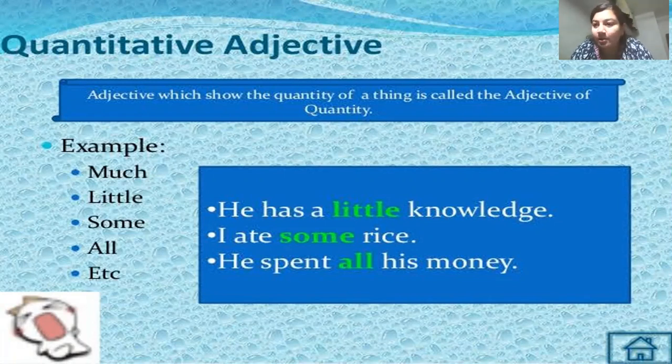He has a little knowledge. Now, knowledge cannot be counted in number. So, how much knowledge he has? Little. I ate some rice. How much rice? Some. He spent all his money. How much money? All. So, you see how by asking questions how much in context to the noun जिसके बारे में sentence में बात हो रही है, we get the answer of adjective of quantity or quantitative adjective.